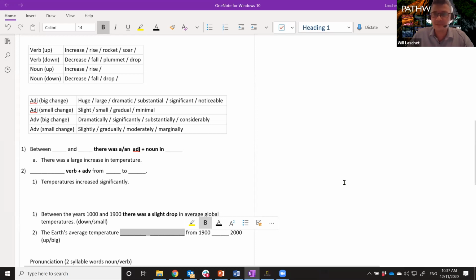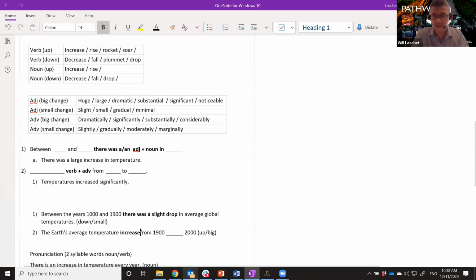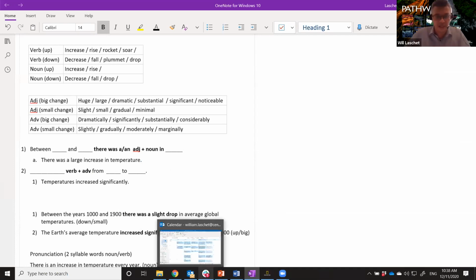And we want verb, so dramatically rising is the wrong way around. So we want verb first. We can see here, verb first, then adverb. Okay, right. Increased dramatically, says Suchi. Okay, so let's put that in, right? The Earth's average temperature increased significantly. Let's put that. Okay, increased significantly. We could put that in.